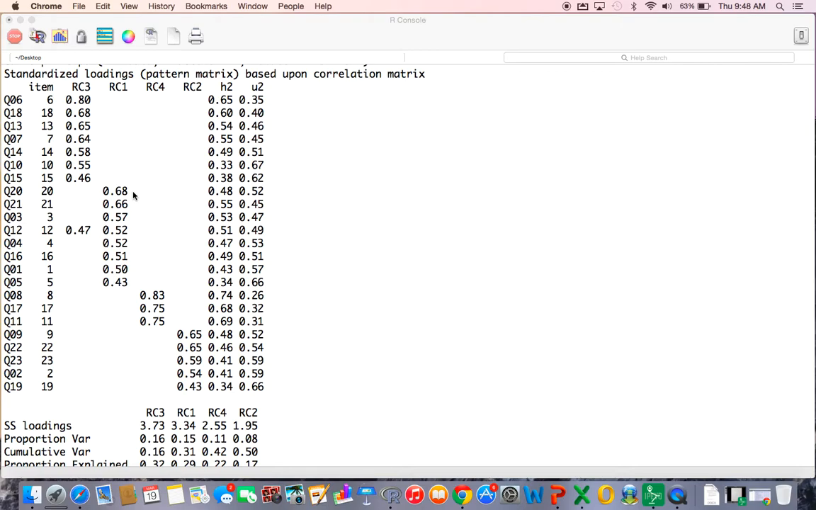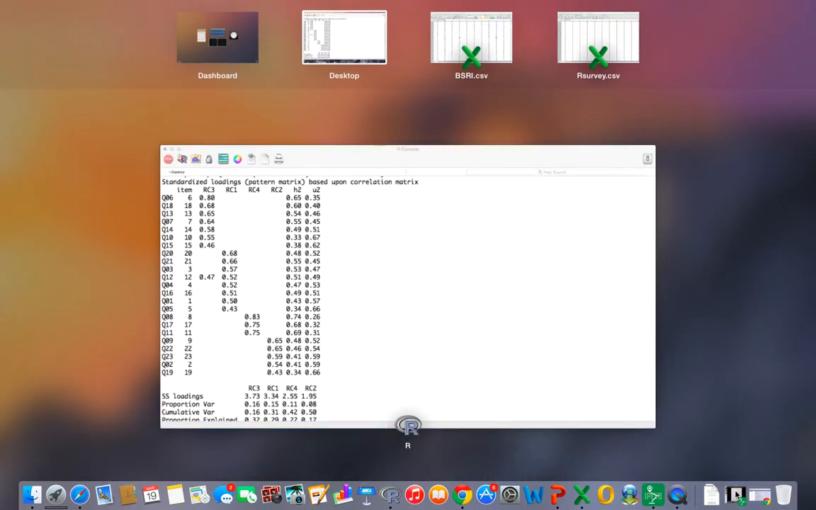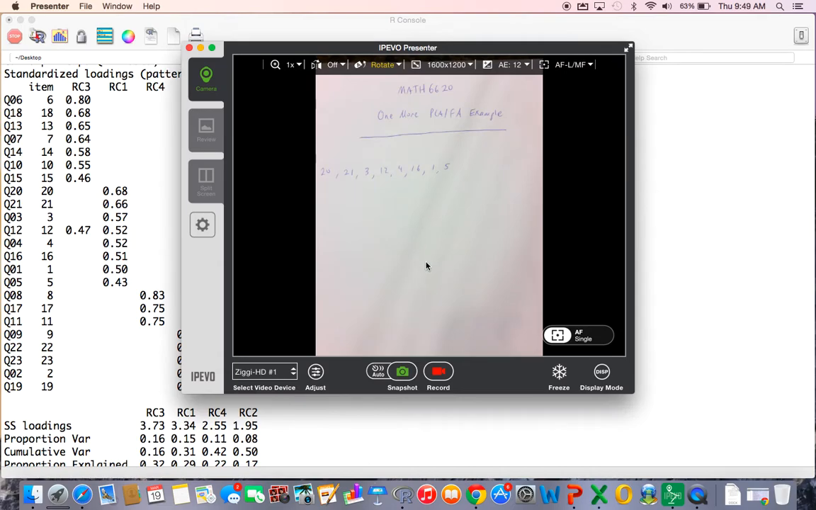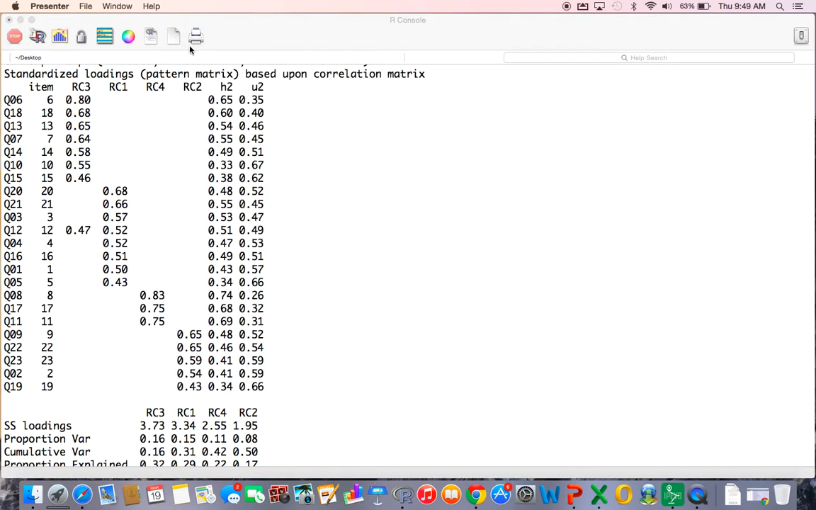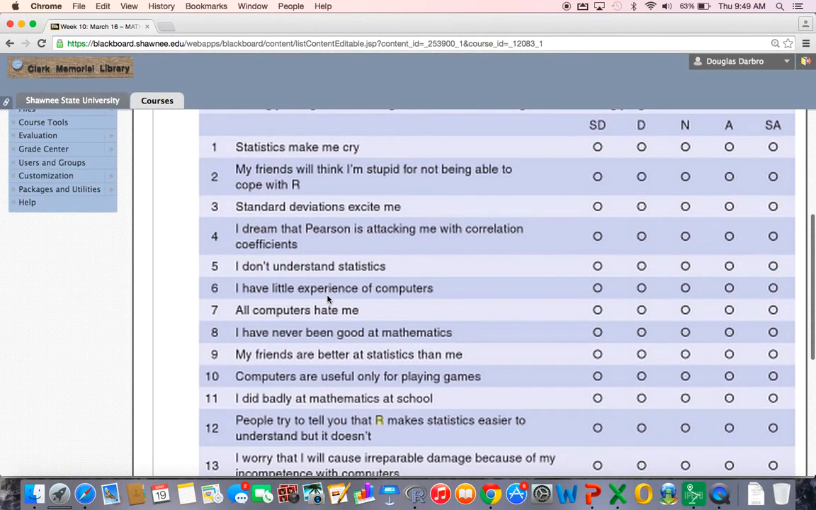So it looks like, I'm going to write this down, we have questions 20, 21, 3, 12, 4, 16, 1, and 5 that load on component 1. Now, what do those questions have in common? So I got to go back and think about what these things actually have in common.